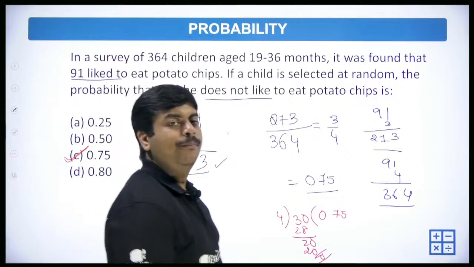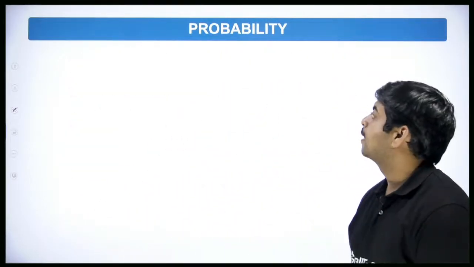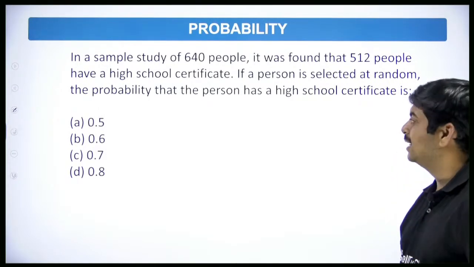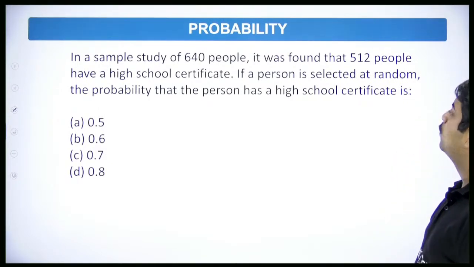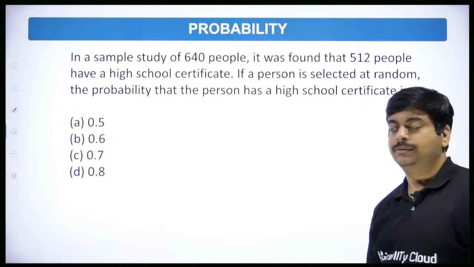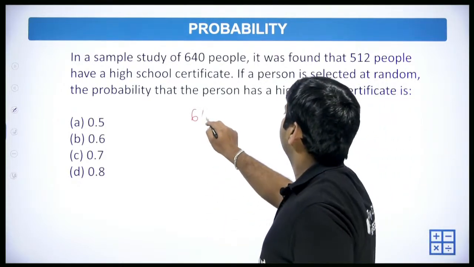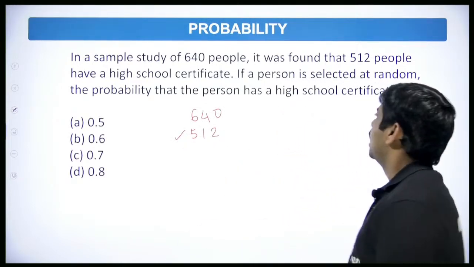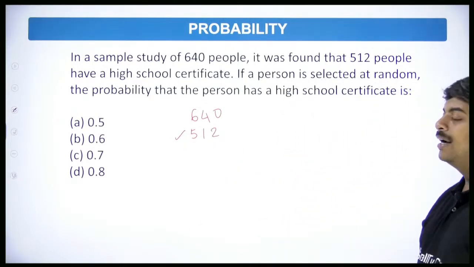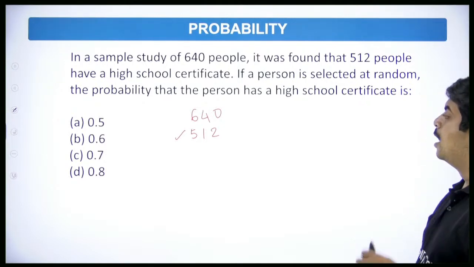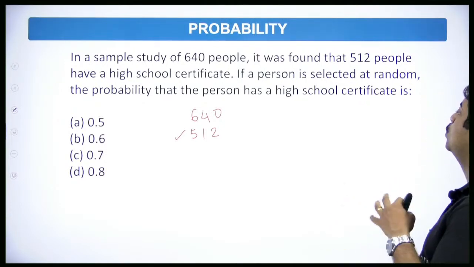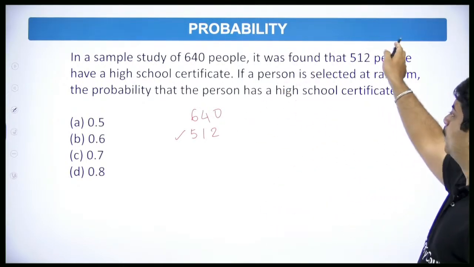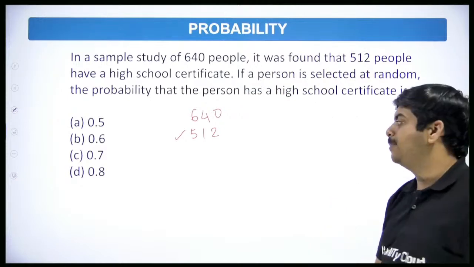Let's move to more questions on these applications. In a sample study of 640 people, so there are total 640 people, it was found that 512 people have a high school certificate. Out of 640, 512 people have a high school certificate. If a person is selected at random, the probability that the person has a high school certificate is being asked.